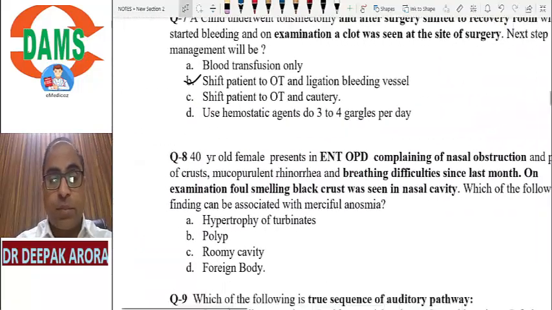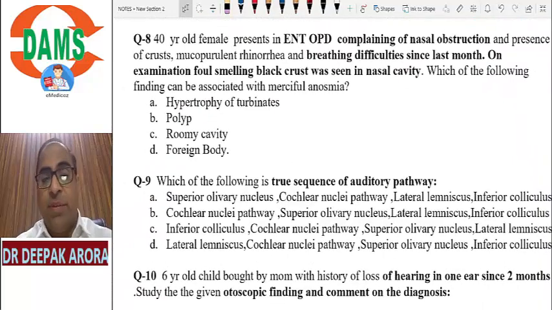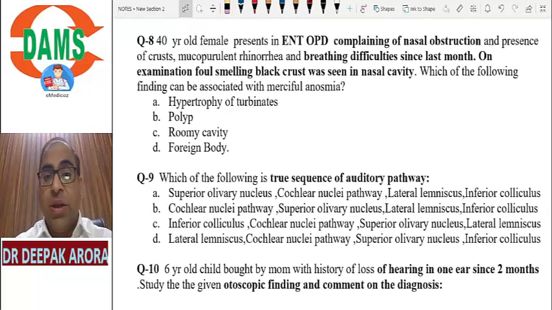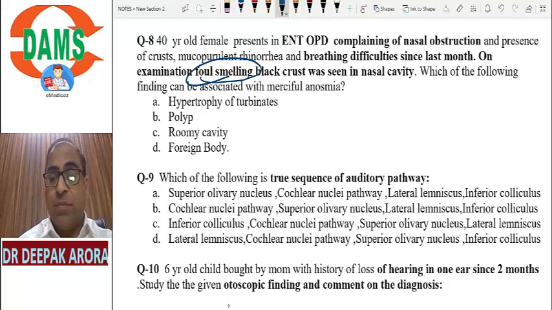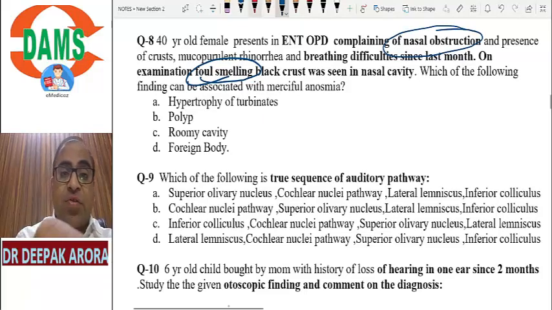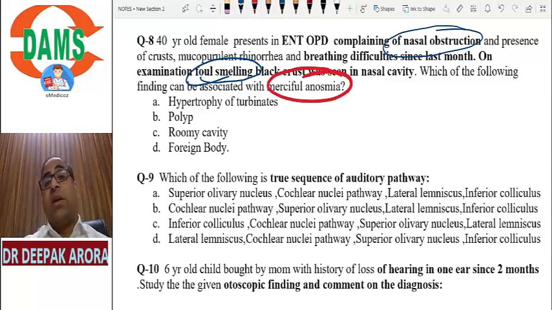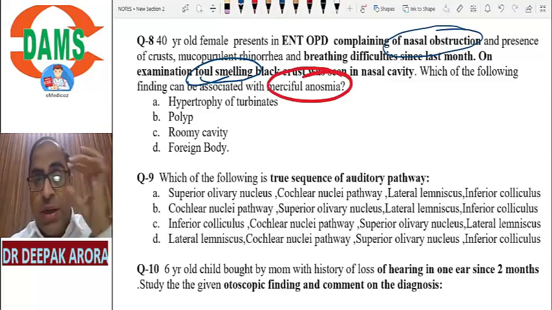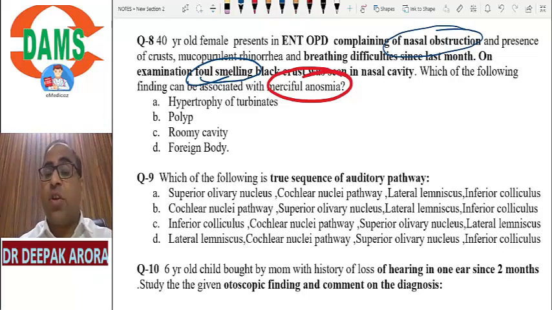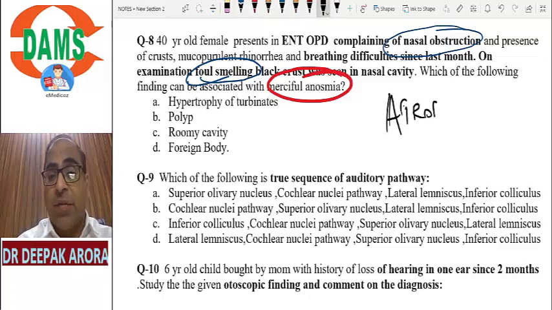Coming to the next one: a 40-year-old female in ENT OPD complaining of nasal obstruction, presence of foul smelling crust, and breathing difficulty. On examination, foul smelling black crust. Keyword: nasal obstruction. Which of the following findings is associated with merciful anosmia? What we are learning from this MCQ is to always focus on the last statement. The last statement can sometimes save your time in the examination hall. The examiner is asking you merciful anosmia, which is the keyword for atrophic rhinitis. So this patient is suffering from atrophic rhinitis.